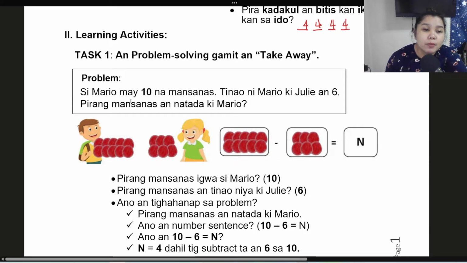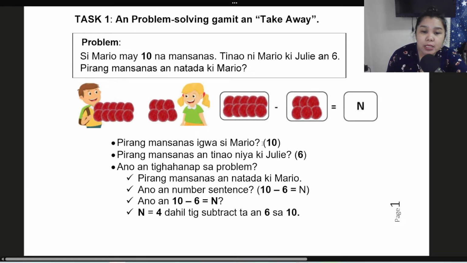Okay, problem. Si Mario may 10 na mansanas, tinaw ni Mario kay Julie and 6. Pirang mansanas ang nadada kay Mario. So, these are the apples that Mario has, and then ito naman was given to Julie. Kaya ito set minus the set given to Julie equals n.